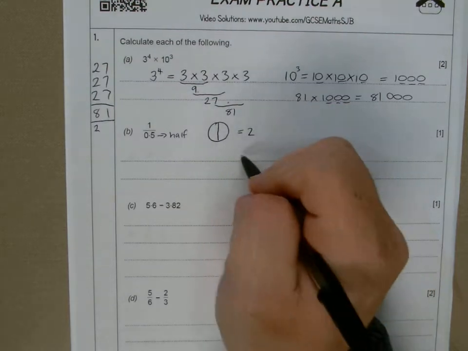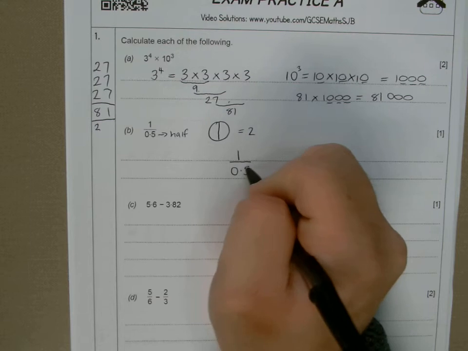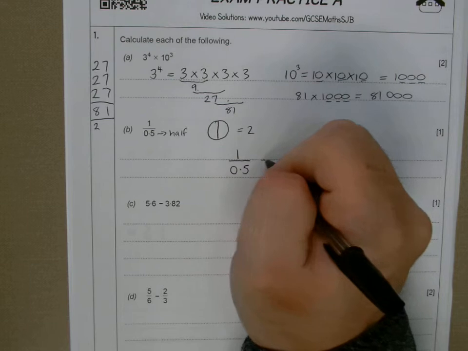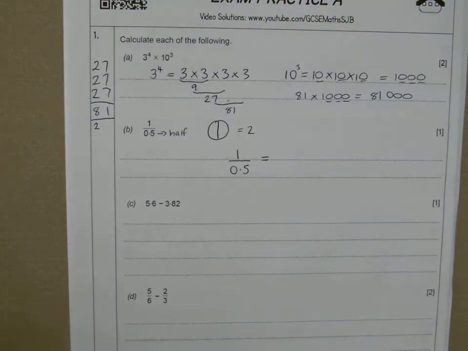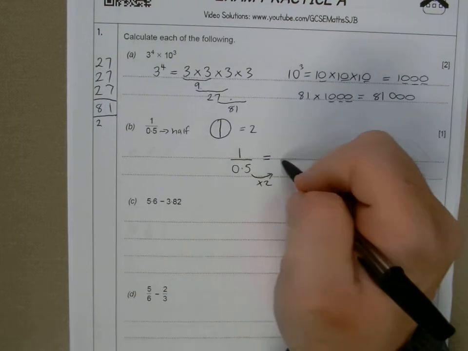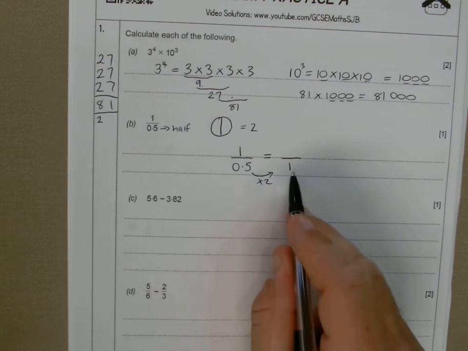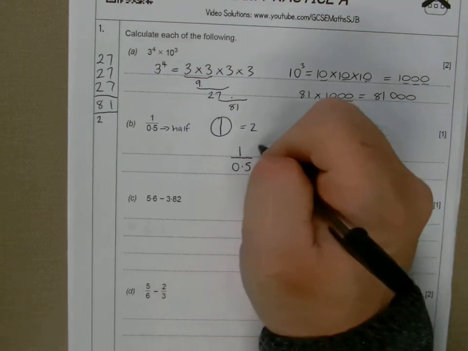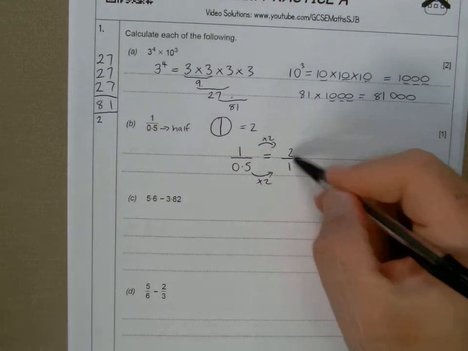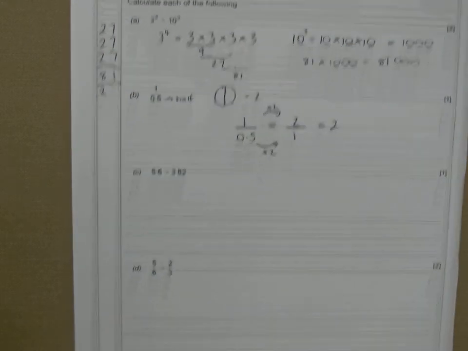Now, another way of thinking about this is, we can think of this as a fraction. It is written as a fraction. What we can do is scale it up so there's a nicer number to work out. So with the bottom here, if I double it, I will get 1, yeah? 0.5 times 2 gets 1. So I double the bottom, but of course you've got to remember you need to double the top. So 1 times 2 is 2. So you get 2 divided by 1, which of course is 2. Okay, so two ways of thinking about that.